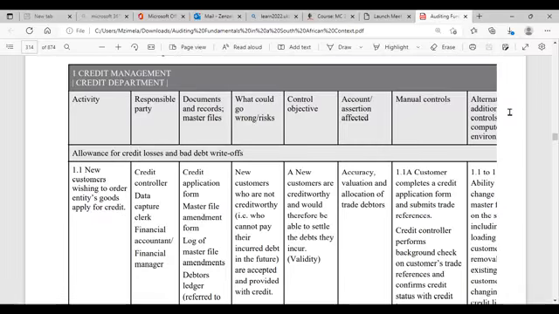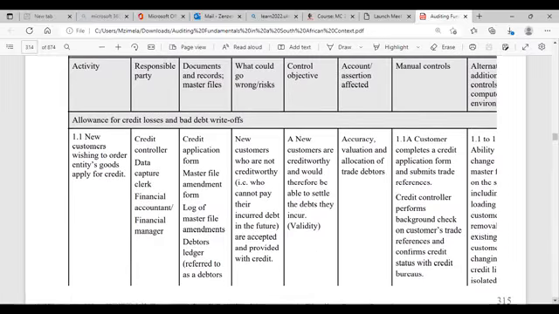Allowance for credit losses and bank write-offs. Right. New clients wish to order entity goods and applied for credit. So who is responsible for that particular activity? It will be a credit controller, data capturer, capture clerk, or financial accountant or financial manager, depending on the entity and the quantum of the transaction.